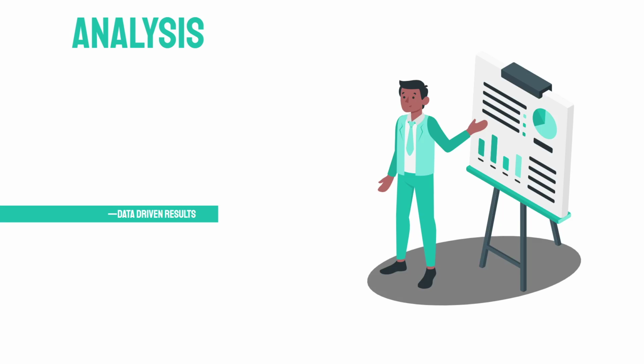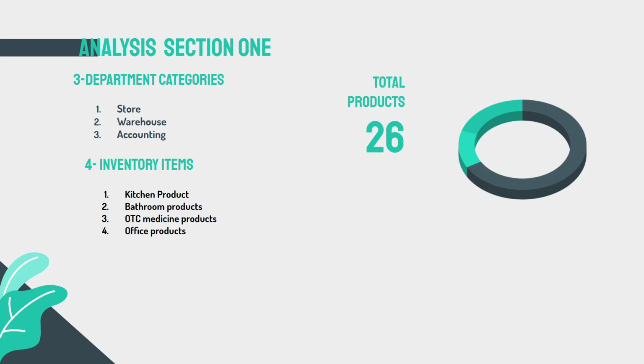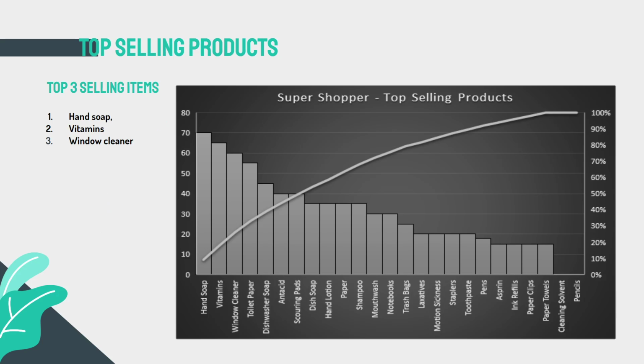So let's get into the analysis. First, let's go over the basic information. We got 3 department categories, which is the store, the warehouse, and the accounting. And there's 10 stores, each with point of sale in them. Then they are decentralized, but we'll get into that later. The inventory items, these are the main categories. There are kitchen products, bathroom products, medicine products, and office products, with a total of 26 products altogether.